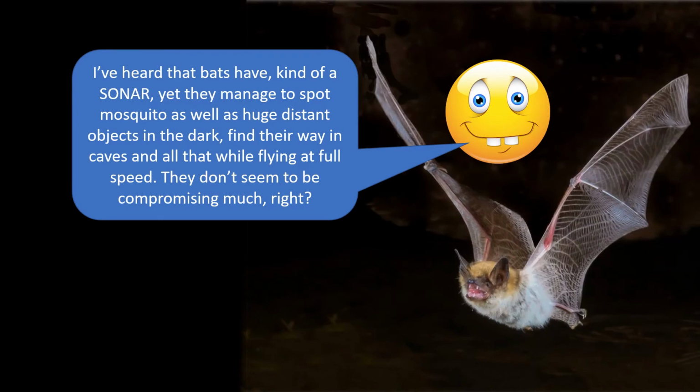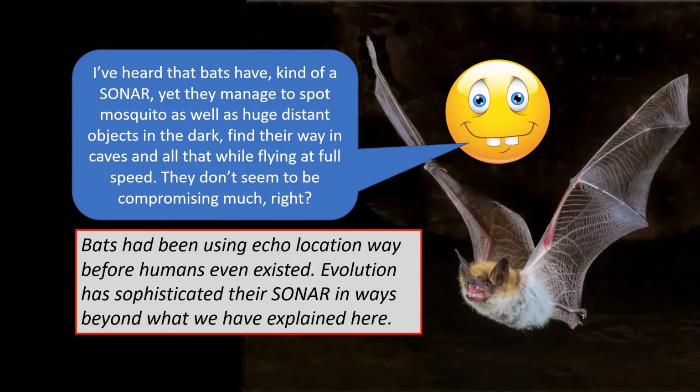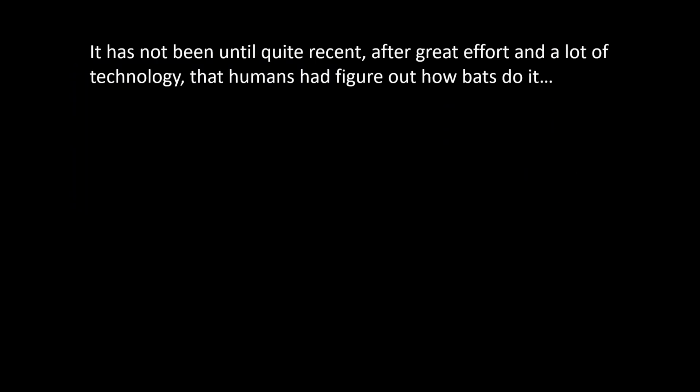I've heard that bats have kind of a sonar, yet they manage to spot a mosquito as well as huge distance objects in the dark. Find a way in caves, all while flying at full speed. They don't seem to be compromising much, right? Bats have been using echolocation way before humans even existed. Evolution has sophisticated the sonar in ways beyond what we have explained here. It has not been until quite recently, after great effort and a lot of technology, that humans have figured out how bats do it.